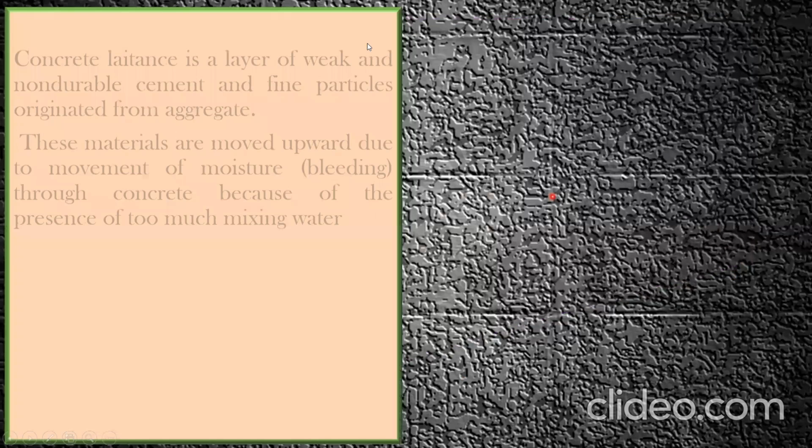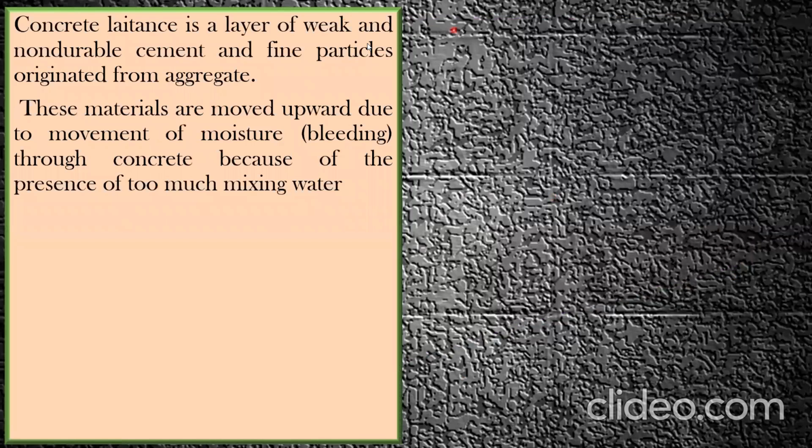So as I mentioned, bleeding is going to happen, and as a result of bleeding, a small laitance is formed at the top. That means along with the water, a kind of cement paste comes to the top of your surface. That is called laitance. It is written here: concrete laitance is a layer of weak and non-durable cement and fine particles originating from the aggregate. These materials are moved upward by the movement of moisture, which is called bleeding, through the concrete because of the presence of too much mixing water.